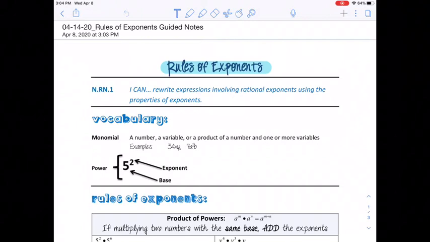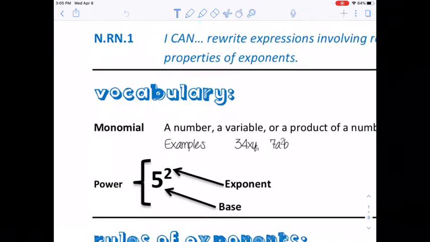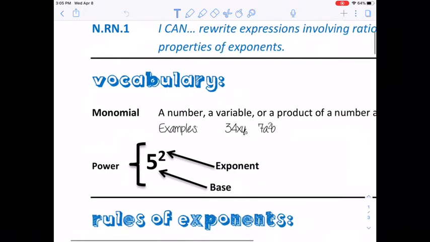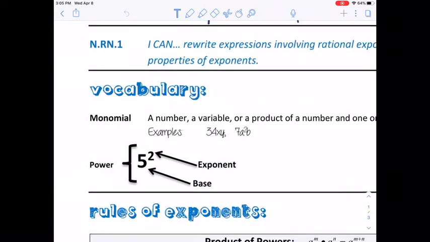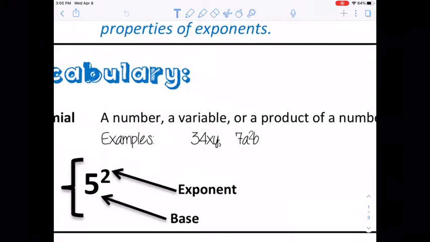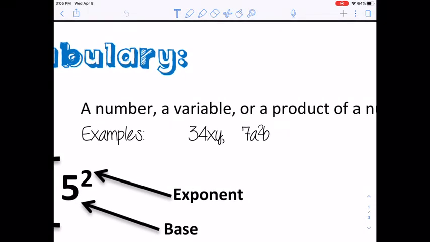You're probably already familiar with the rules of exponents. These are just shortcuts, really, for making math a little bit easier, believe it or not. So rules of exponents involve monomials and sometimes polynomials, but we're going to be using monomials today, which is just one term. It can include a number, a variable, or you can multiply together a number and a variable, like in these examples. 34xy means 34 times x times y.